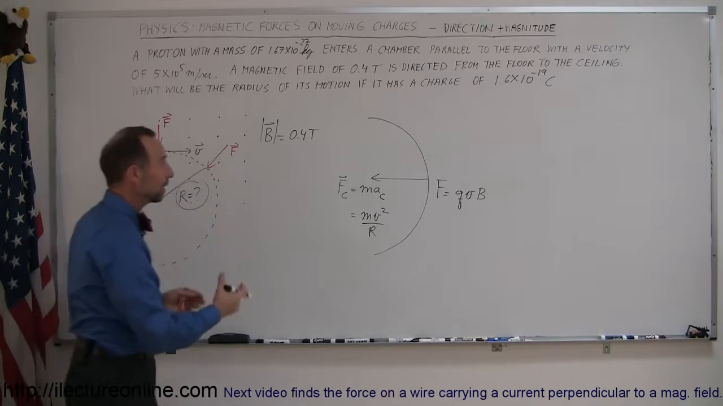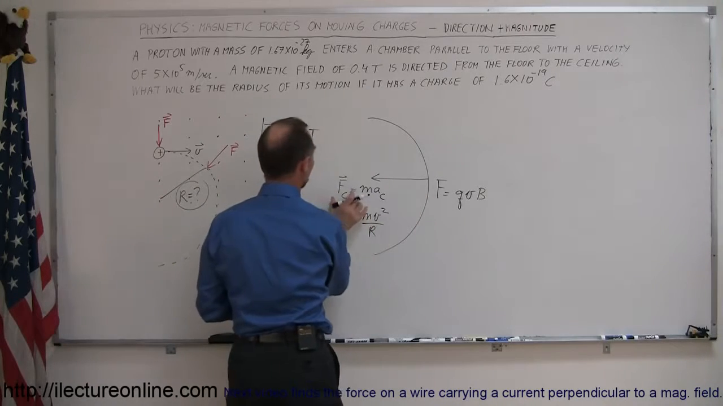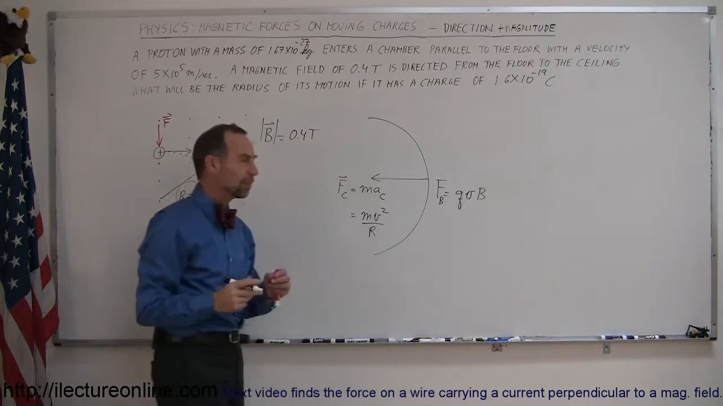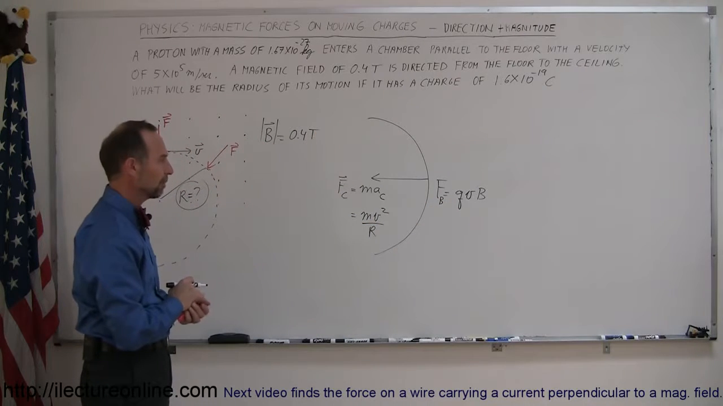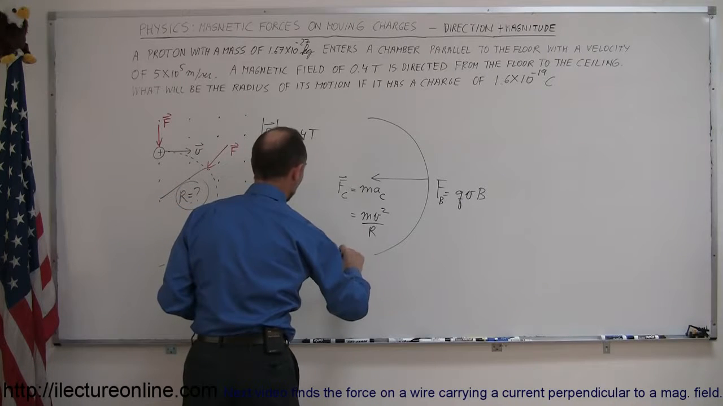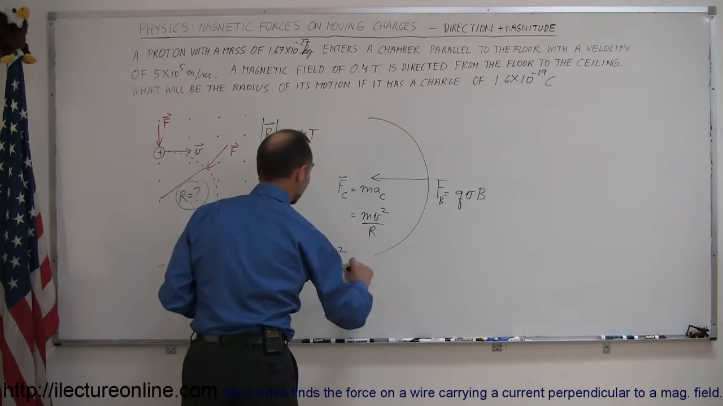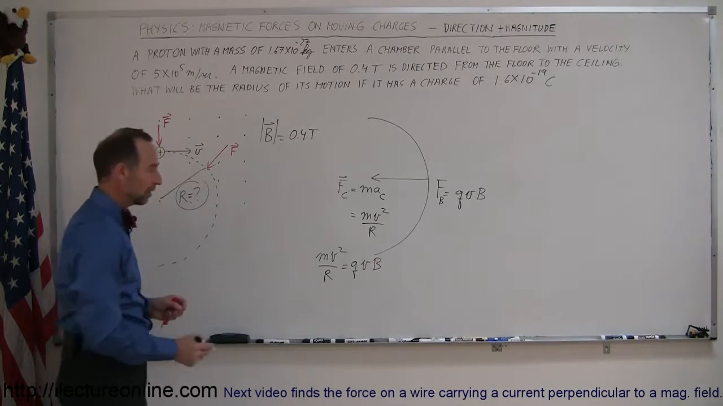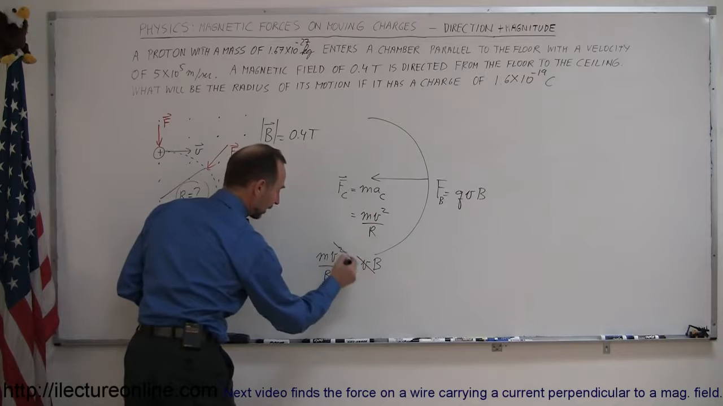And then if we compare these two, or write them equal to each other, the centripetal force is equal to the force due to the magnetic field. Sometimes we write F sub B to indicate that's the force of the magnetic field. We set the two equations equal to each other. We can say that mv squared over r is equal to q times v times B. Then we realize that there's a v on both sides of the equation, so that cancels out.